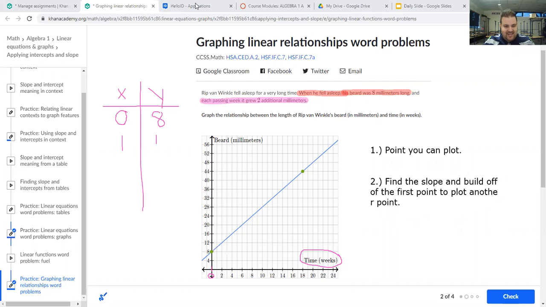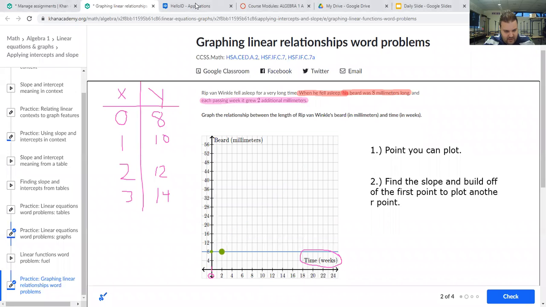8 plus 2 is 10. After 2 weeks, it's 2 more millimeters, 12. After 3 weeks, 14, and so on. And look for a point that I can plot. It looks like on Khan Academy, they're restricting me to 1, 10. It won't let me do 10 because 10's between 12 and 8, but it won't let me go there. So if I go to 12, I've got to go over to 2, all right?